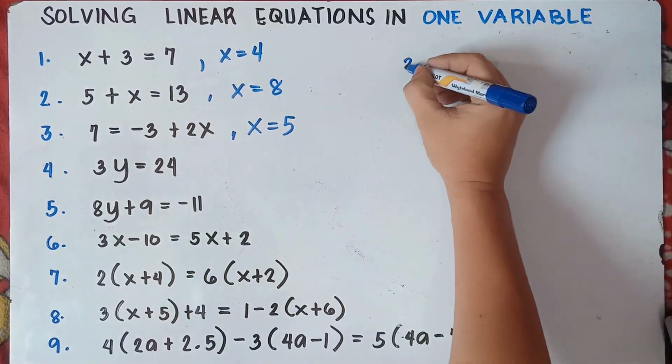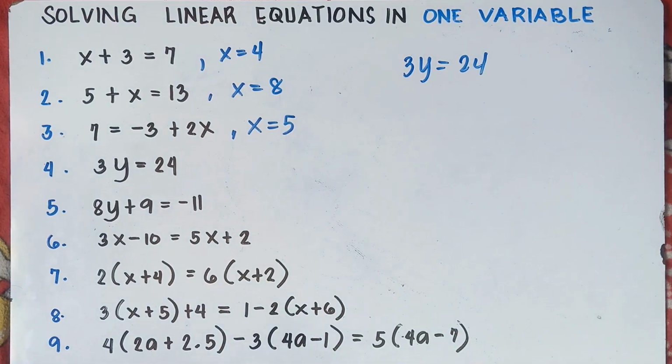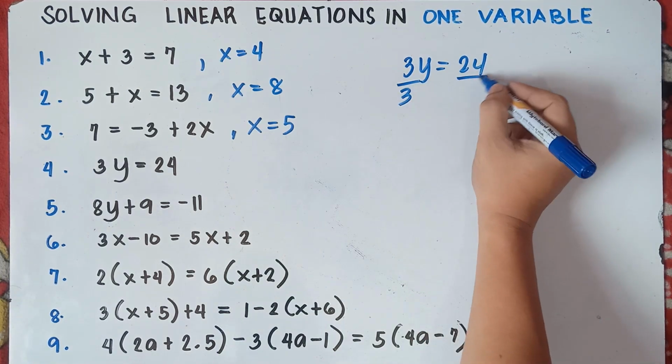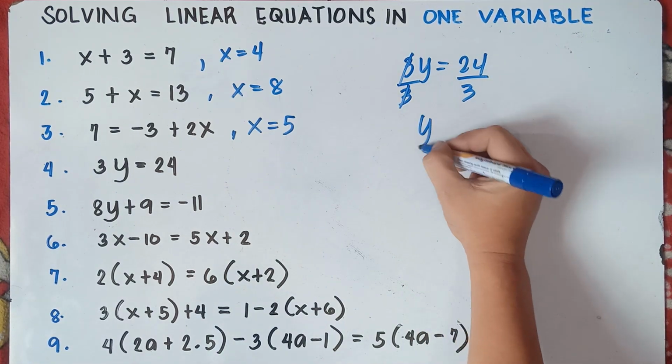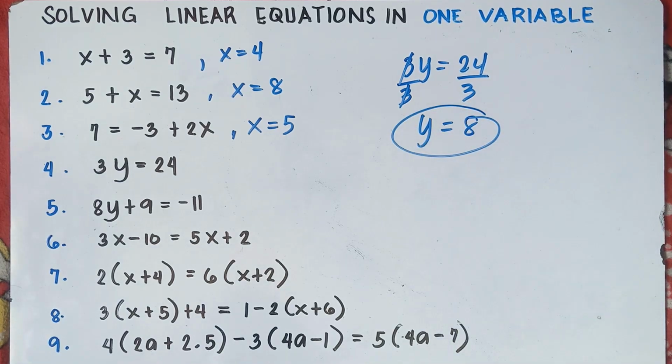So 3y equals 24. To get the value of y, just simply divide both sides by 3. So divide both sides by 3, and our y is equal to 24 divided by 3, that would be 8. Very easy for number 4, right? So our y is equal to 8.